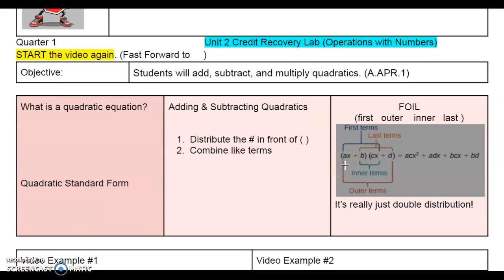All right, so we are going to work on Unit 2. So Unit 2 is operations with numbers, and we're going to just be doing the basics. We're going to do quadratic operations and then complex number operations, okay?